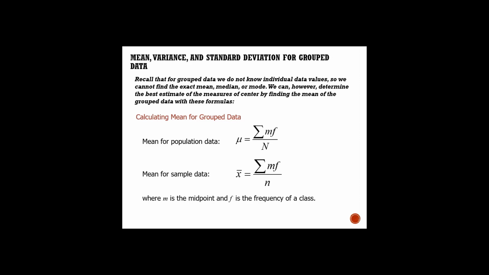We can, however, get the best estimate by finding the center of the group and using the frequency of that group to calculate it. So you have some new formulas for the mean of population and sample data. Now, they're basically the same formula. We just use different symbols to help us remember that we're dealing with population or sample data. What we do is we sum the midpoint of each group times the frequency. That's the middle of the group, whatever the middle value would be in our group, times however many are in that group. That's the frequency. And we take that summation and then we divide it by either the number in the population or the number in the sample.